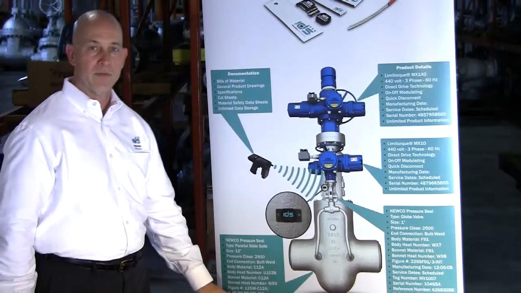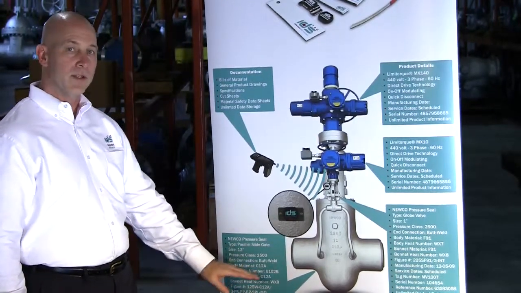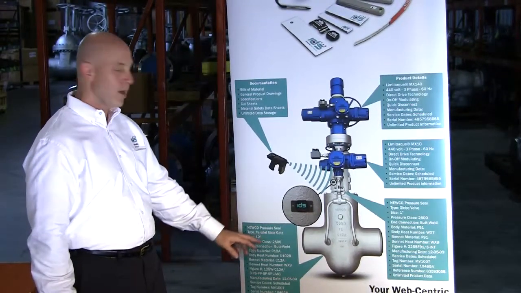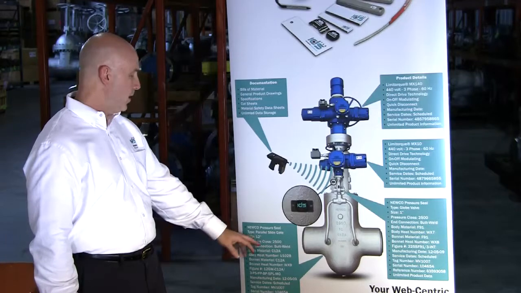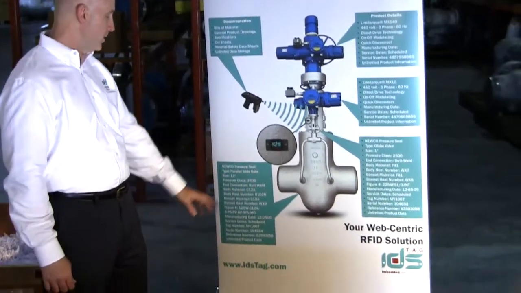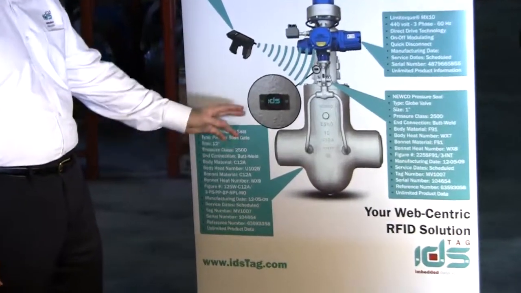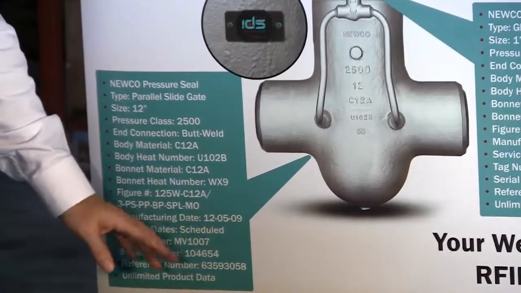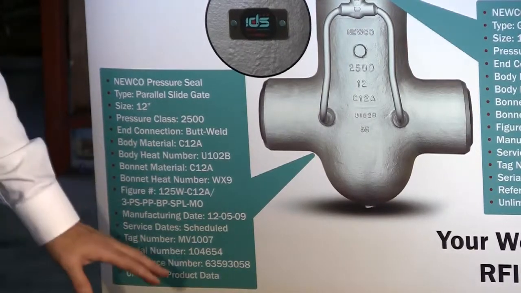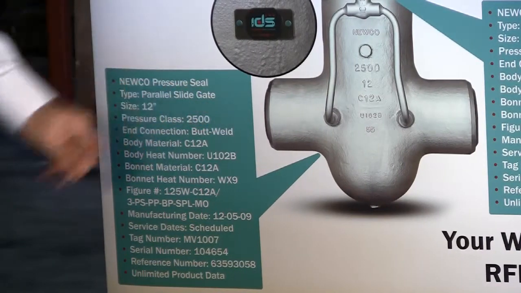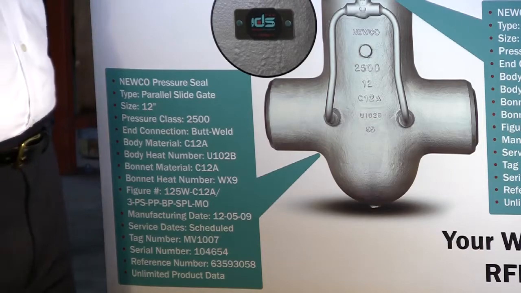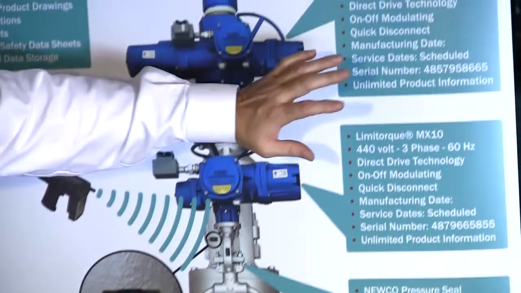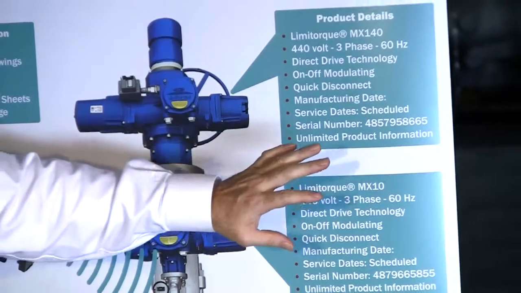Now, all of this type of information can go into the database for the customer so that they have this at their fingertips. They know that it's a 12-inch valve. They know the pressure class is 2,500 pounds. They know the end construction is a butt weld, for example. So then you've got all the heat numbers, the body, the bonnet, stem, wedge, whatever heat numbers are into that particular component. If you come over to the actuator side of the equation, you've got all the information about the actuators, the voltage, how many phase, the different type of drive technology.